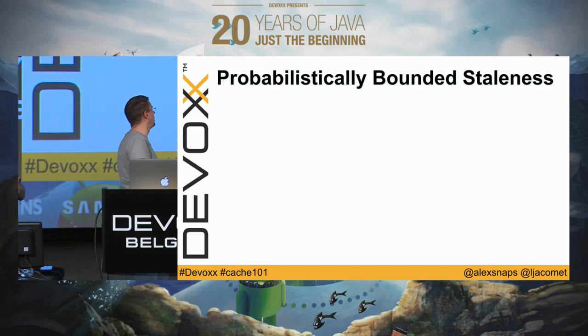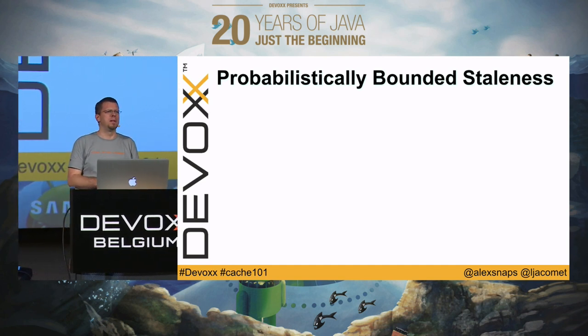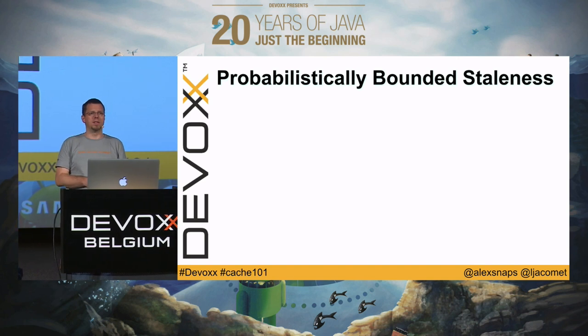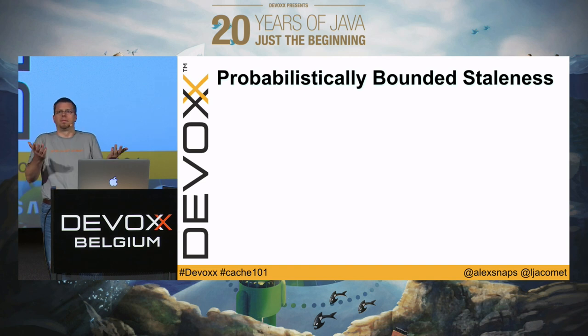the title here is probabilistically bounded staleness. That's a way of looking at what exactly you mean by eventual. Because eventual, in the schema that was described before, places no bounds. We never said you'll ever see B. We said you'll eventually see B. What does that mean? That could be a long time.